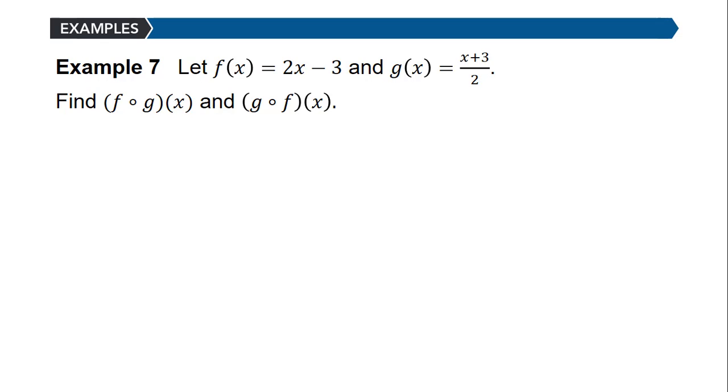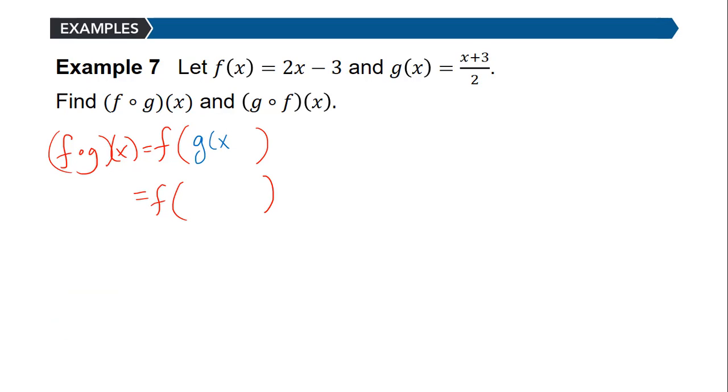Now let's look at another example. We have f of x is equal to 2x minus 3, and g of x is equal to x plus 3 divided by 2. And we want to find the compositions f composed with g of x and g composed with f of x. So f composed with g of x is equal to f of g of x. And so I'm going to write this in 2 steps. Let's see. In blue, I'm putting in my function g of x. G of x is x plus 3 divided by 2.